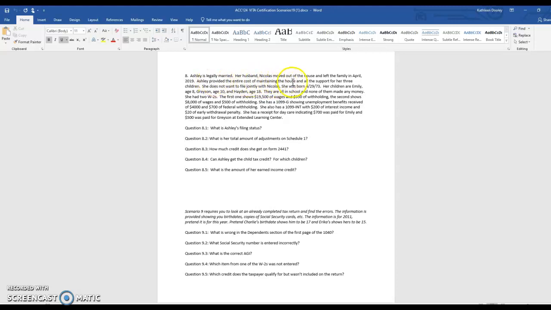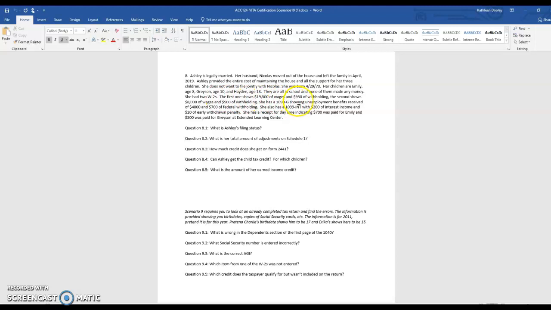Ashley provided the entire cost of maintaining the house, the support for her 3 children, does not want to file jointly with Nicholas, he's long gone. She was born in 1973, so she's less than 65 years old. Talks about her children and what ages they are. They're all in school, none of them made any money.